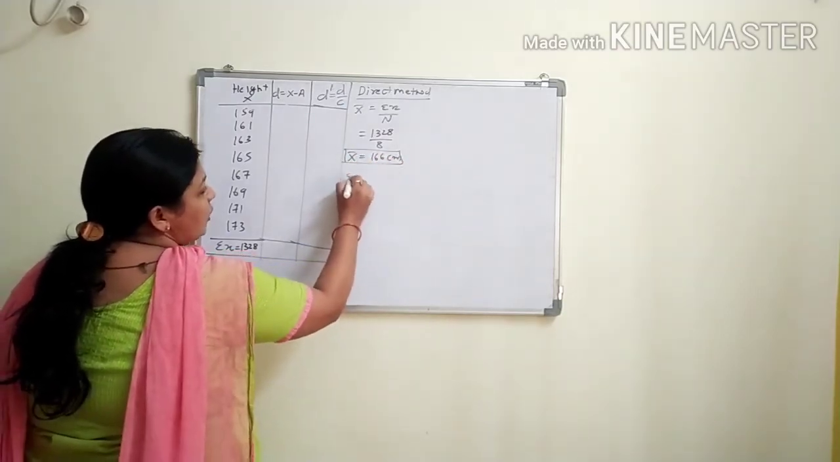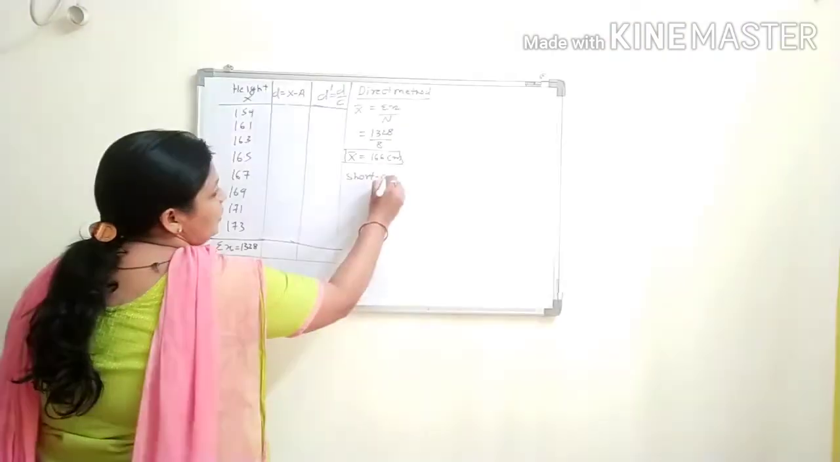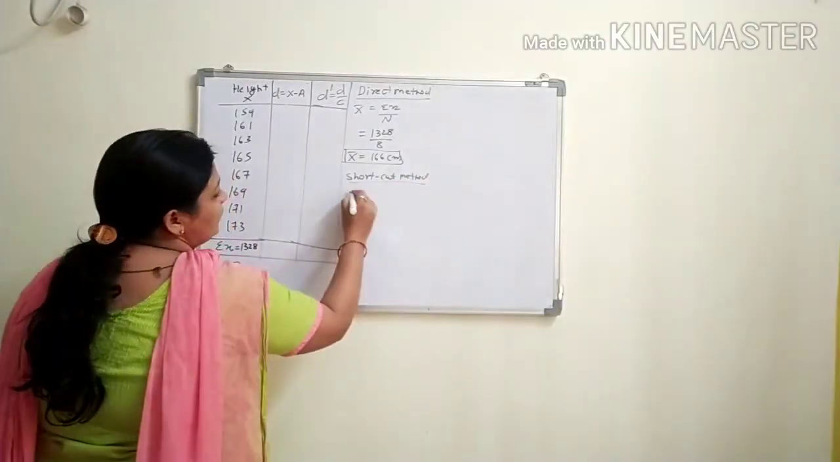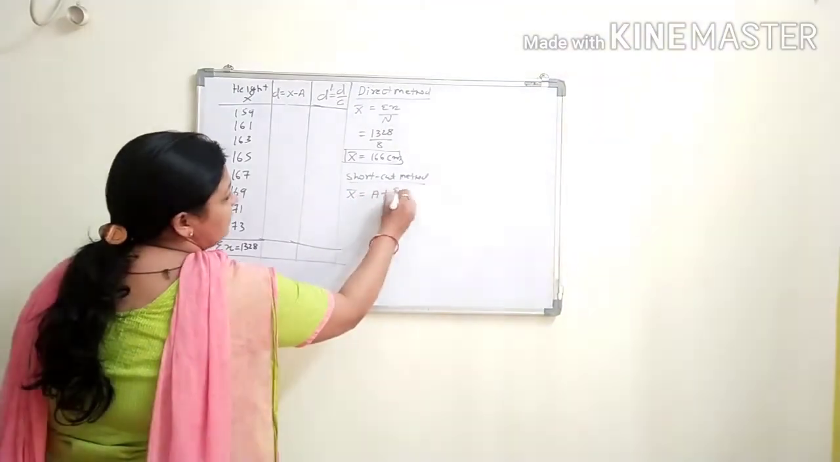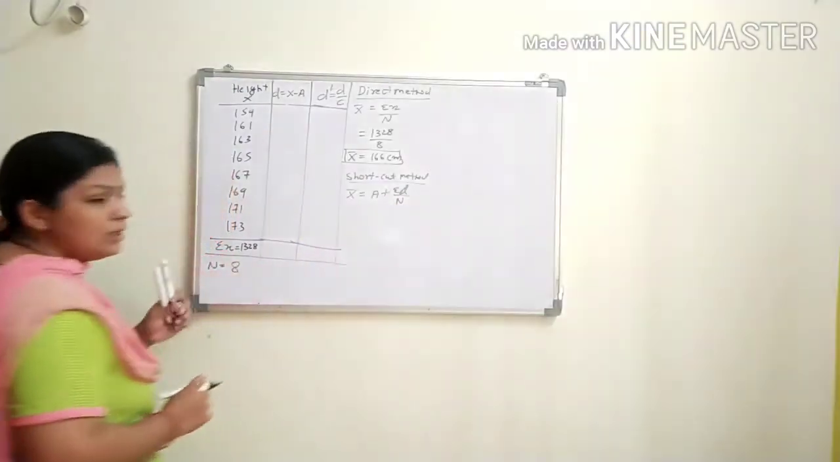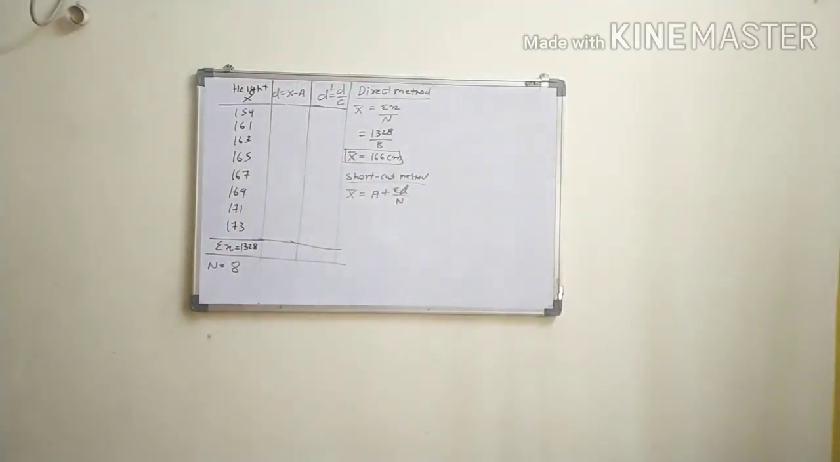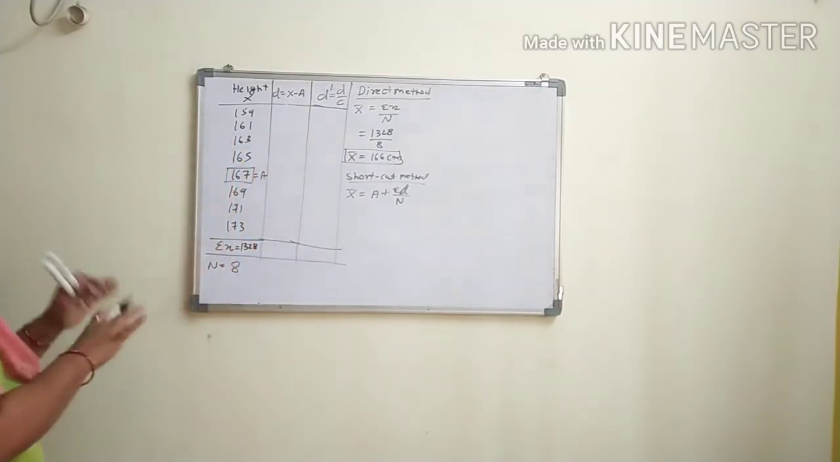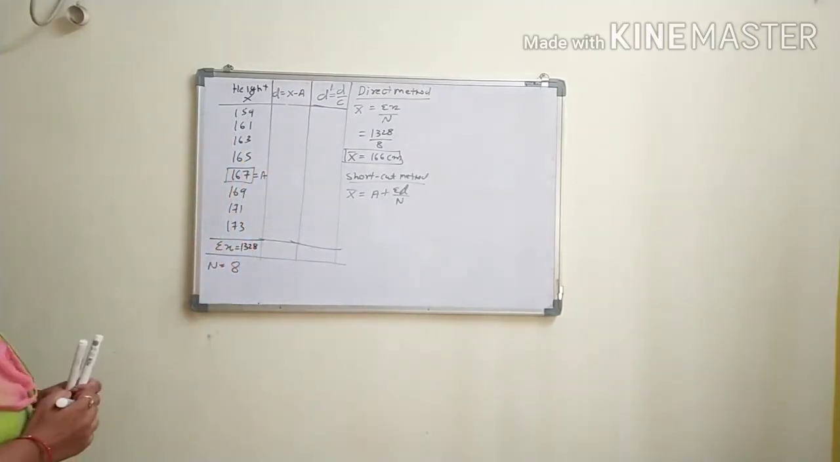Now shortcut method. What is the formula of the shortcut method? x bar equals A plus sigma D upon N. You just assume A from the data observations given to you. So you assume A like this. If you assume any other value, the answer remains the same. No need to take tension.